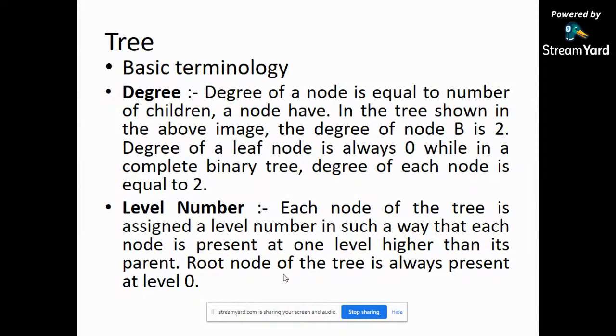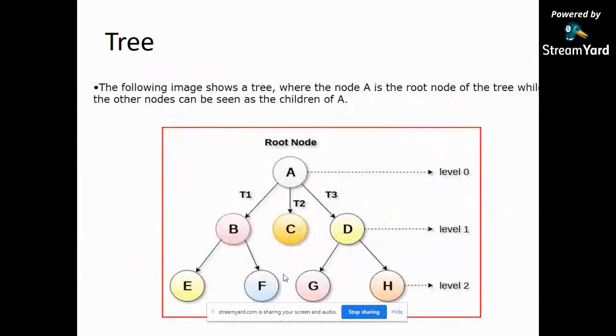Next is level. Each node of the tree is assigned a level number in such a way that each node is present at one level higher than its parent. Root node of the tree is always present at level 0. So here you can see root node is at level 0. The next nodes will be at level 1, then the next nodes will be at level 2 and so on. So we have to start from the root node, and the root node always has level 0.